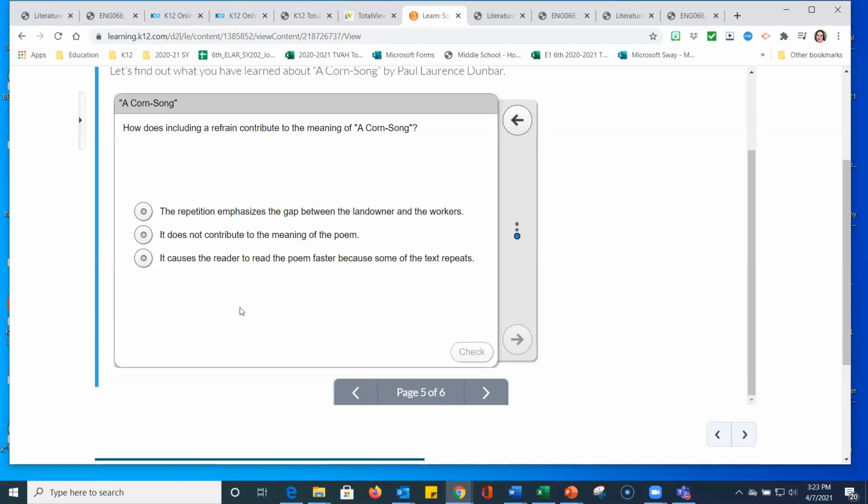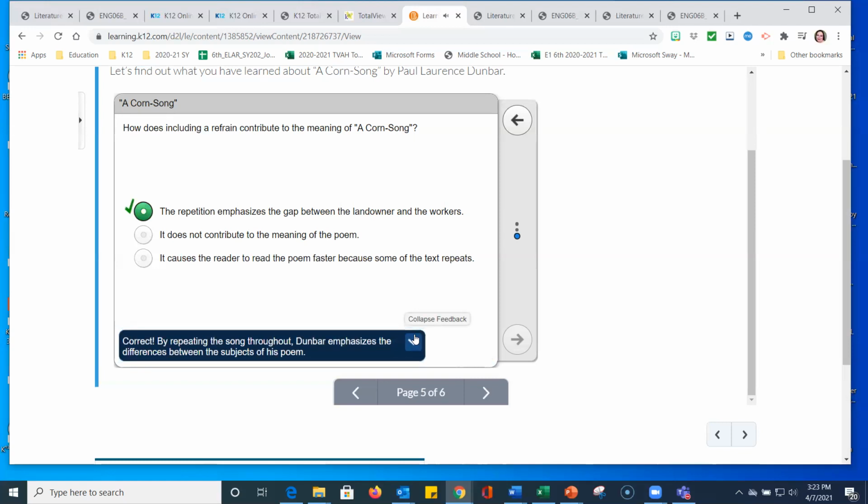Click on your answer. Check your answer. When you know the correct answer, you may copy and paste it into your review document if you're keeping one. The answer is A: the repetition emphasizes the gap between the landowner and the workers. By repeating the song throughout, Dunbar emphasizes the difference between the subjects of his poem.